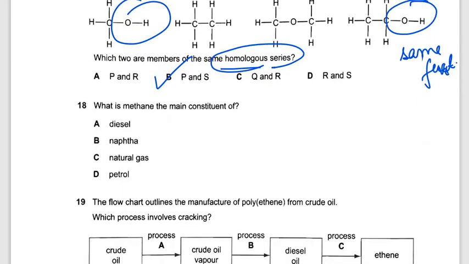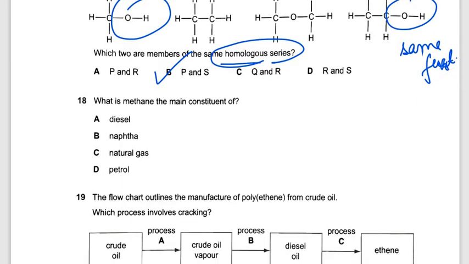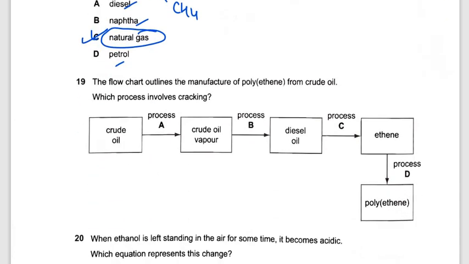Now question 18, methane is the main constituent of, everyone knows, natural gas. So natural gas is mainly composed of methane. What is the formula of methane? CH4. You will get this from petroleum, which is crude oil, by fractional distillation.